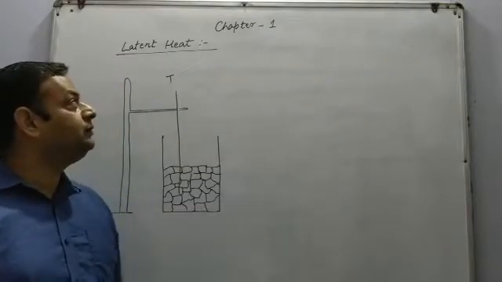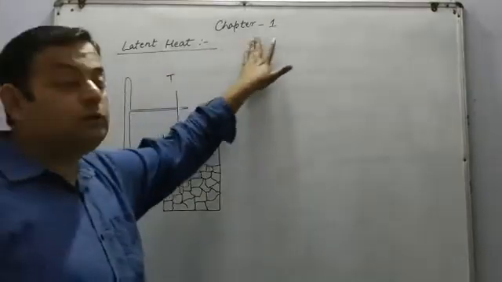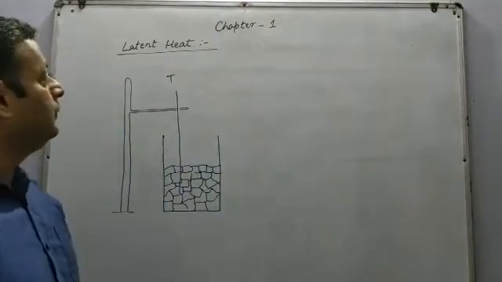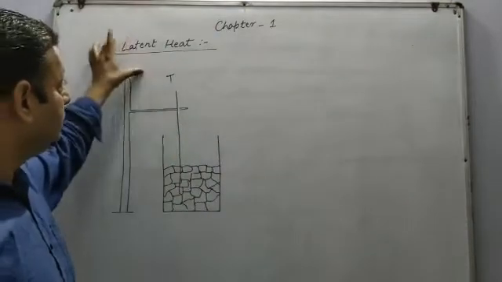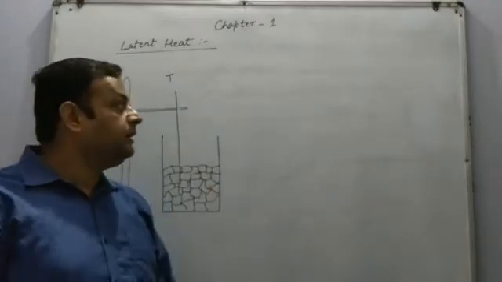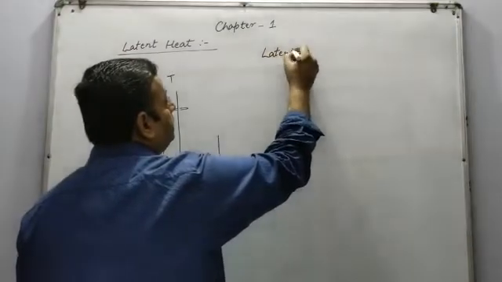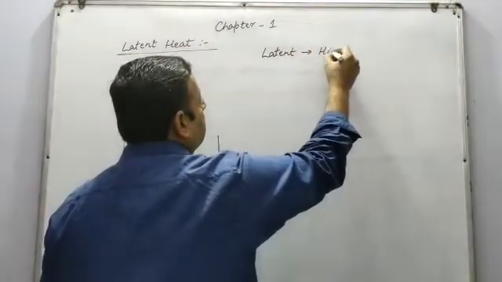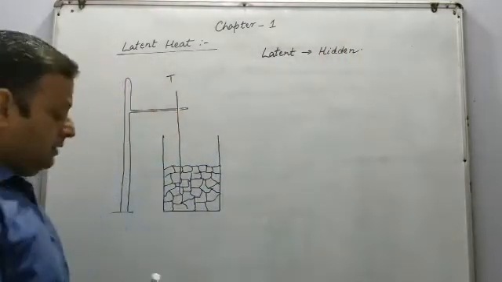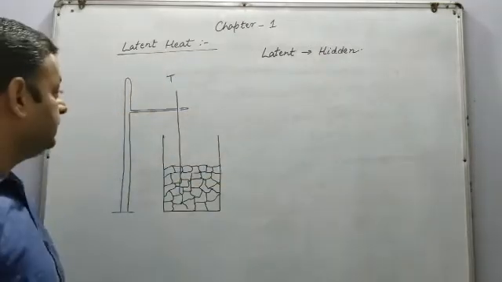Dear students, today we are going to discuss the topic latent heat of chapter 1 chemistry class 9th. Now first of all, we should know the meaning of the word latent. Latent means hidden. Now in this class we are going to discuss this latent heat.